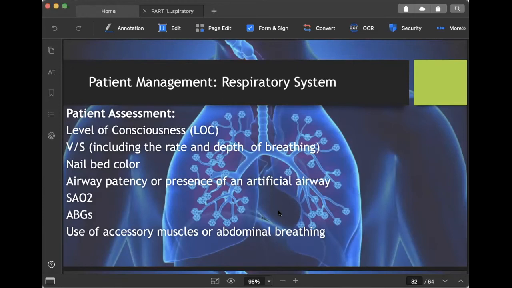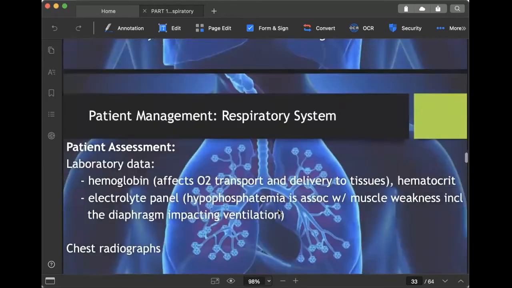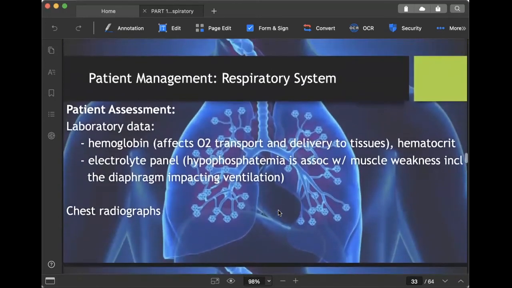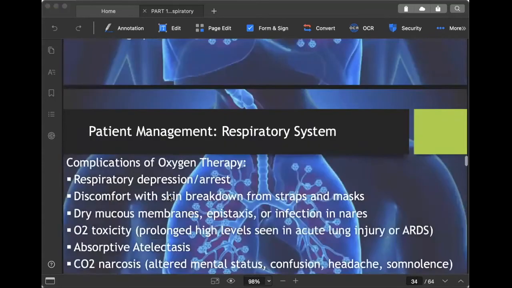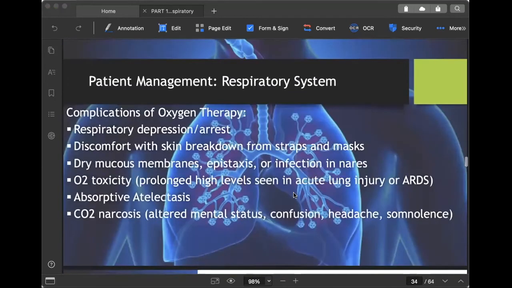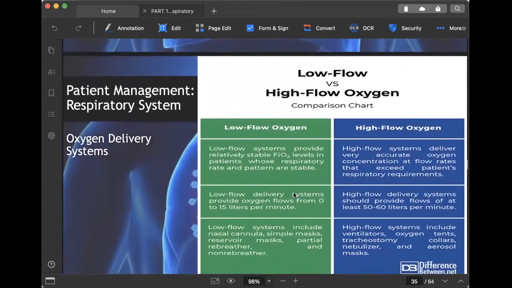The vital signs, also the nail bed color, capillary refill, airway patency or presence of an artificial airway, ABGs, SaO2, and the use of accessory muscles or abdominal breathing. Laboratory data, just read this part on the PowerPoint that I sent to you. Complications of oxygen therapy, just read this part.